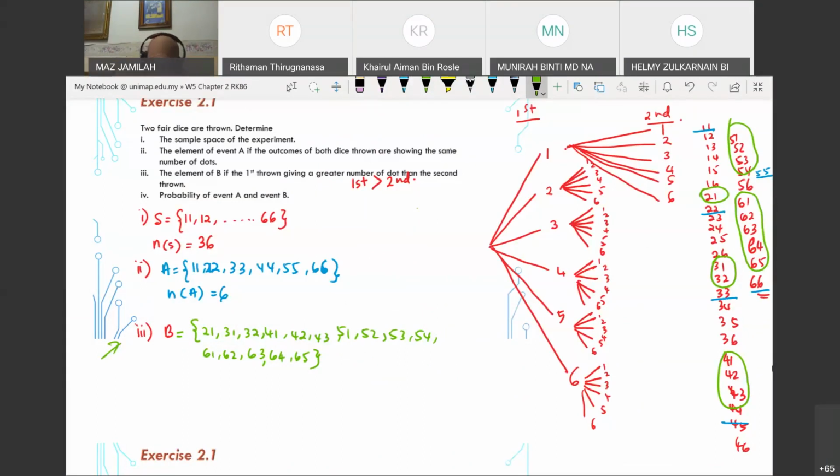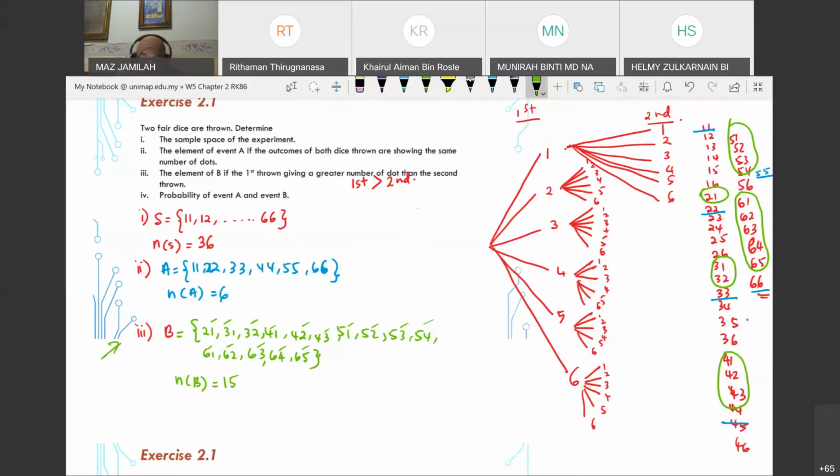In this case, how many outcomes are there for event B? Event B will be 1, 2, 3, 4, 5, 6, 7, 8, 9, 10, 11, 12, 13, 14, 15. So the number of event B outcomes is 15 out of 36.